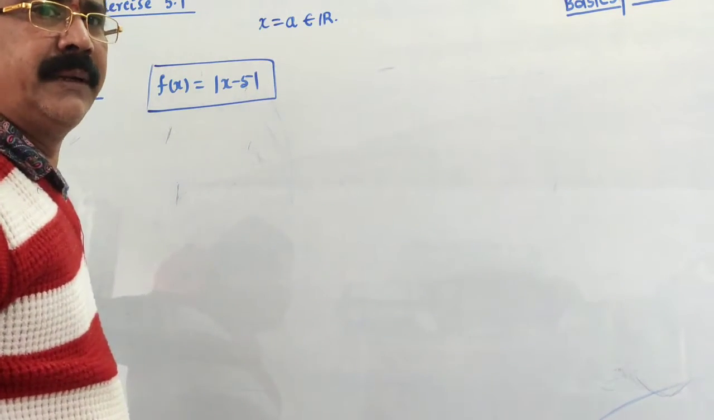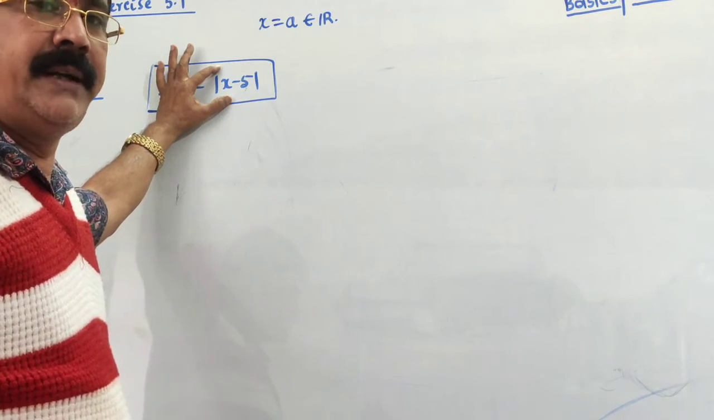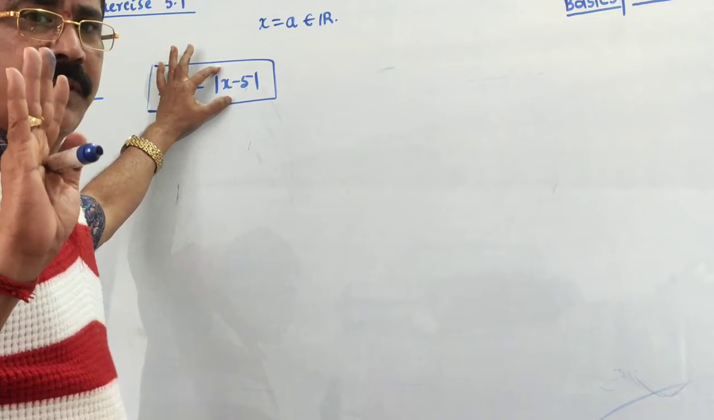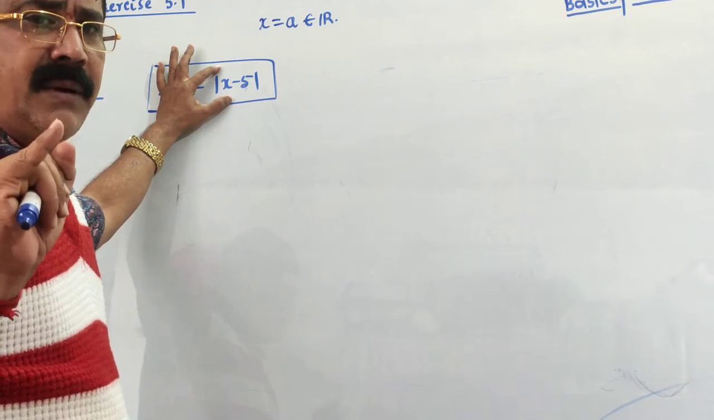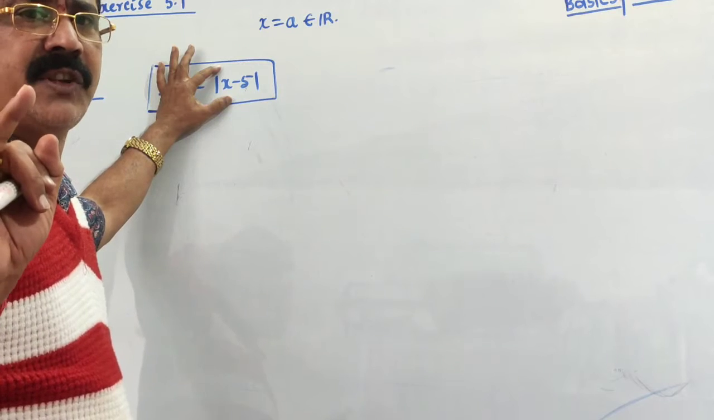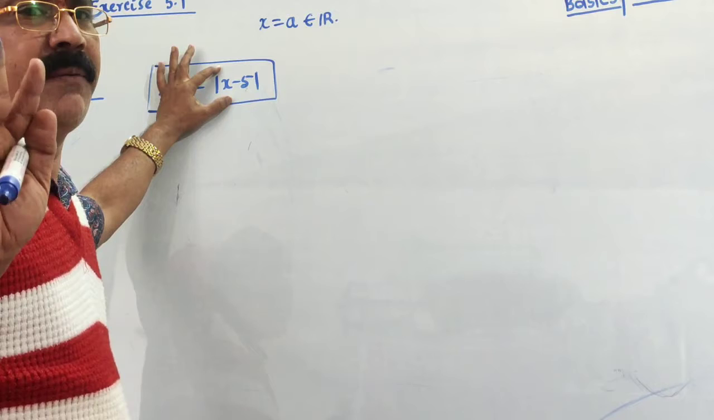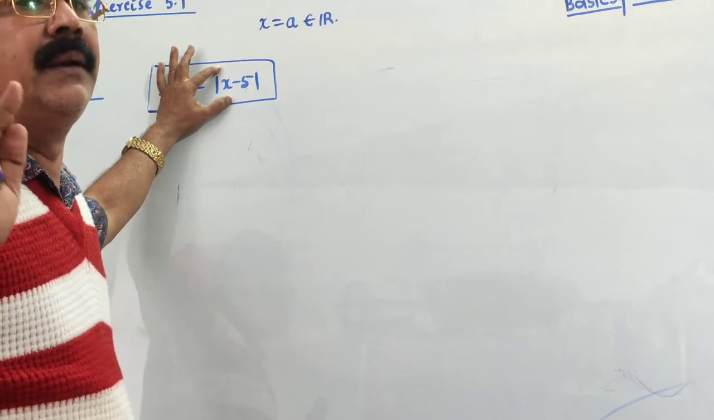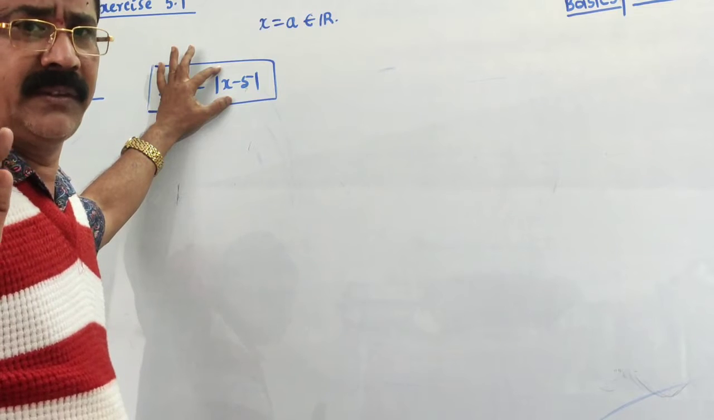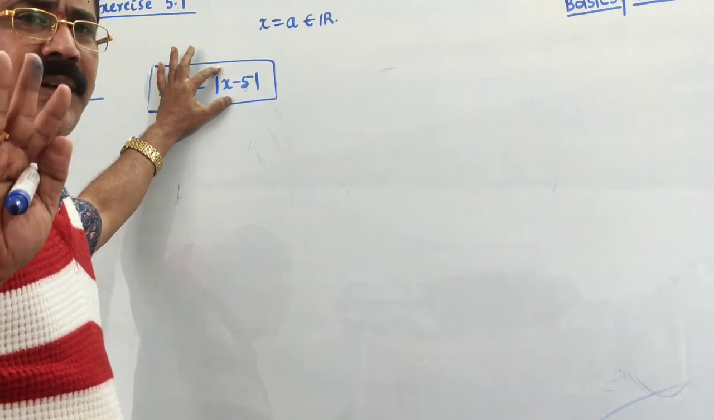This is the first point. Next, modulus is a special function. Already I said there are four special kinds of functions, namely the modulus function, the step function, the discrete function, and e power 1 by x minus e power minus 1 by x divided by e power 1 by x plus e power minus 1 by x. These are four special kinds of functions.